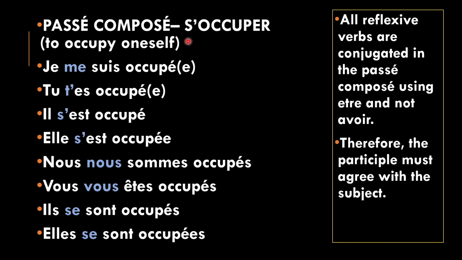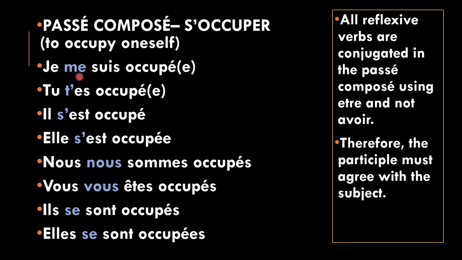So the moment you see this se, it has to be conjugated using être in the passé composé. Okay. So now what is the golden rule when you're conjugating Dr. Mrs. Vandertramp in the passé composé? You have to agree the participle with the subject, right? So the same rule applies here as well. You will have to agree the participle with the subject. Okay? So it becomes je me suis occupé.